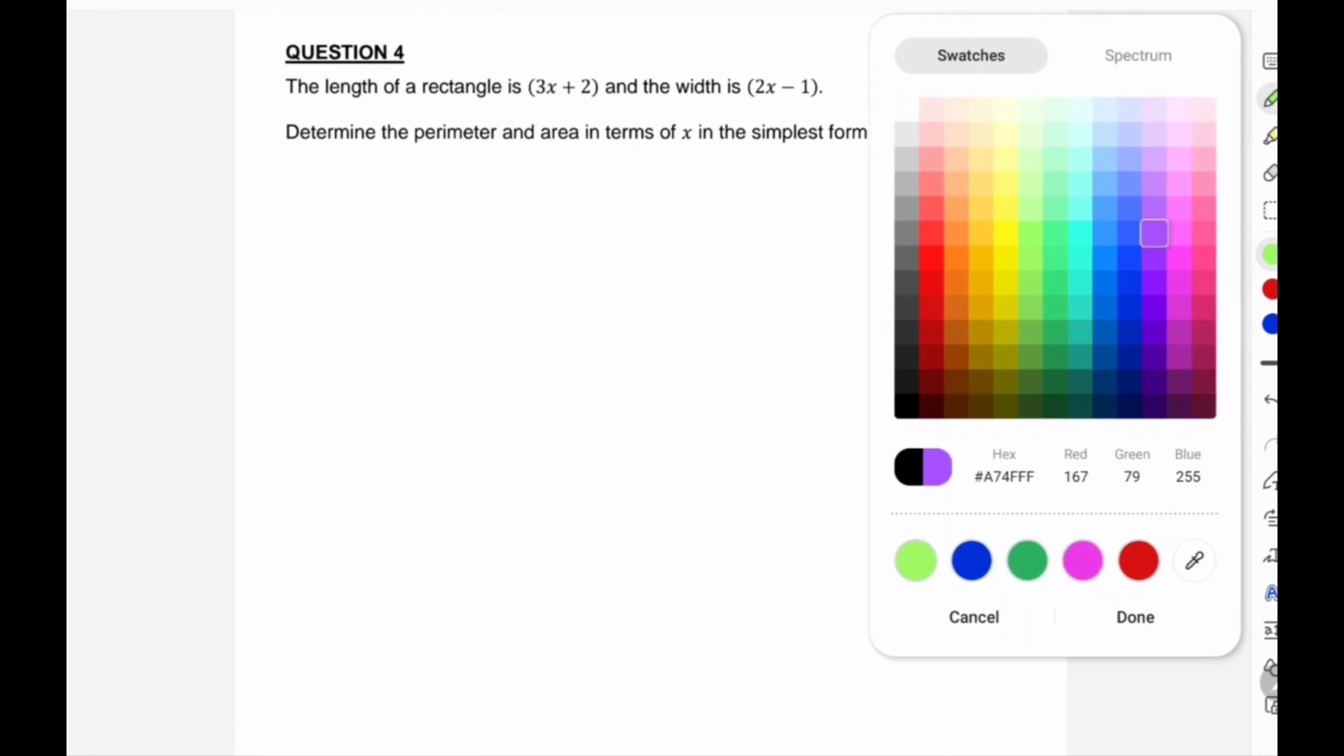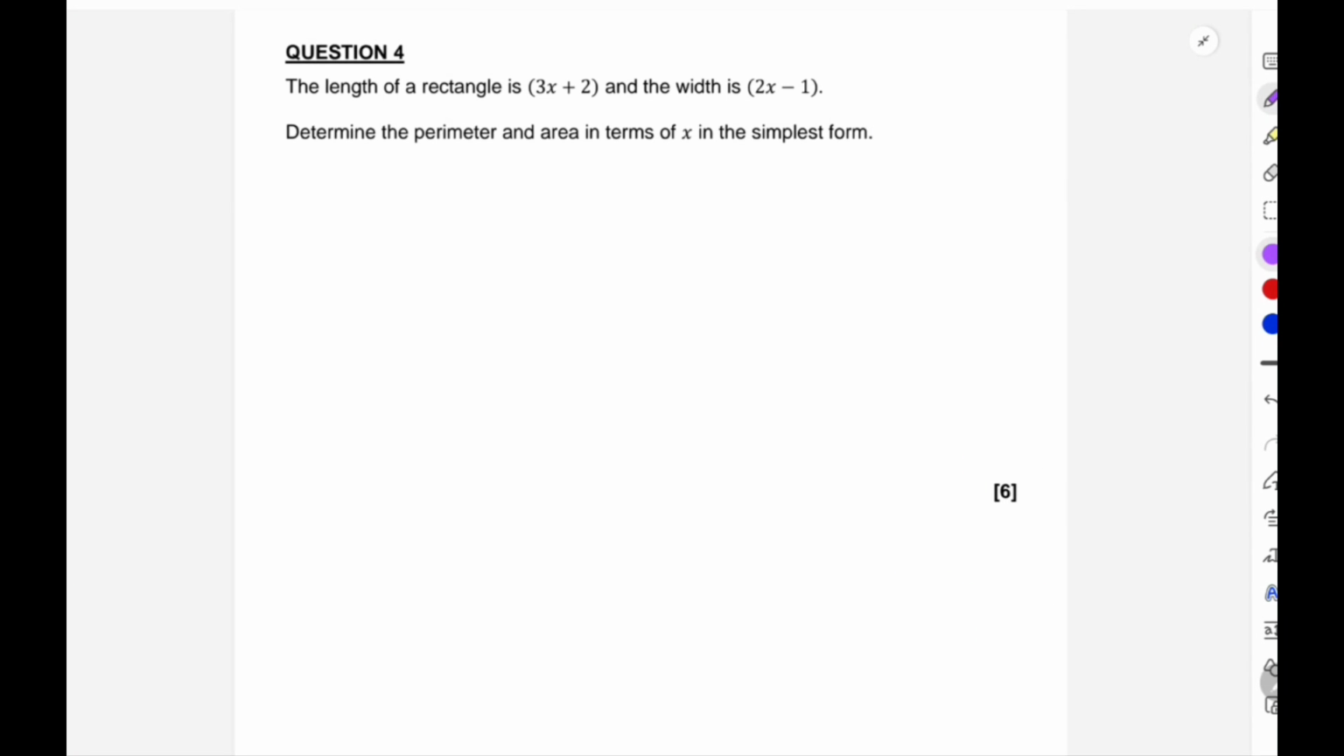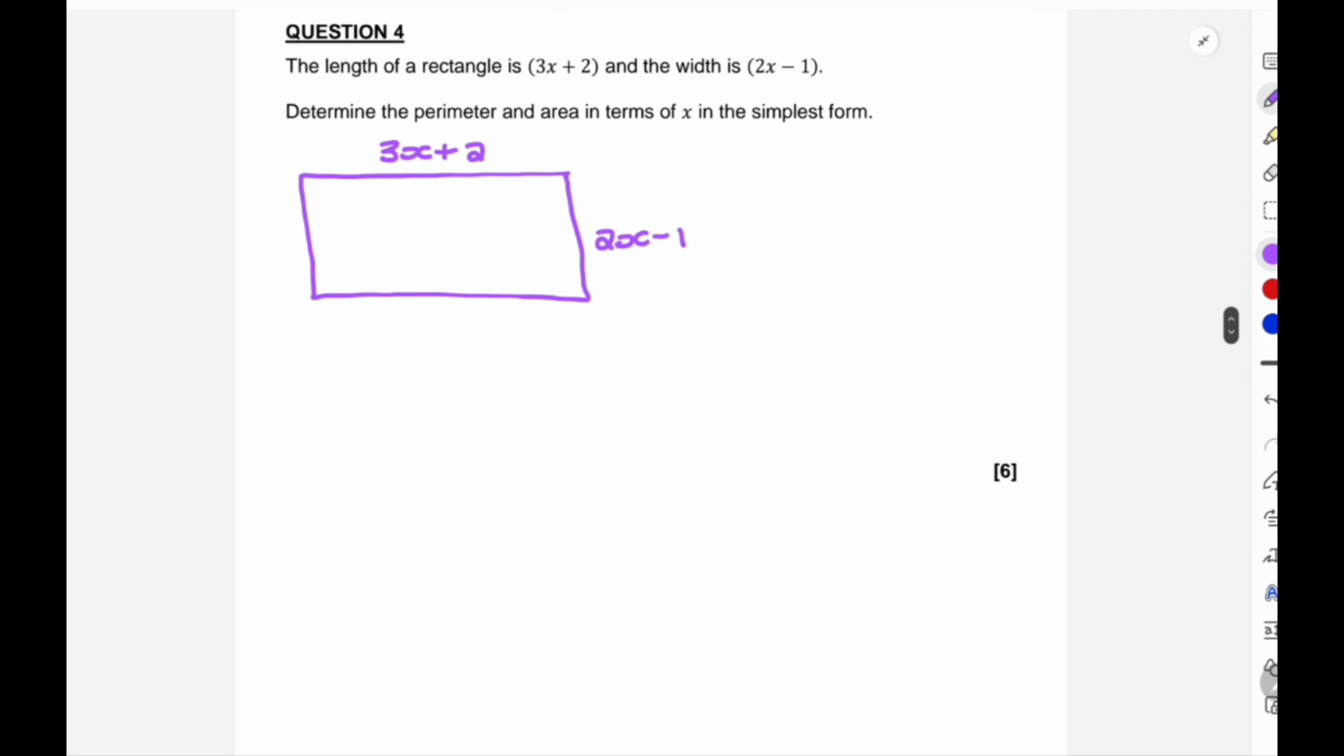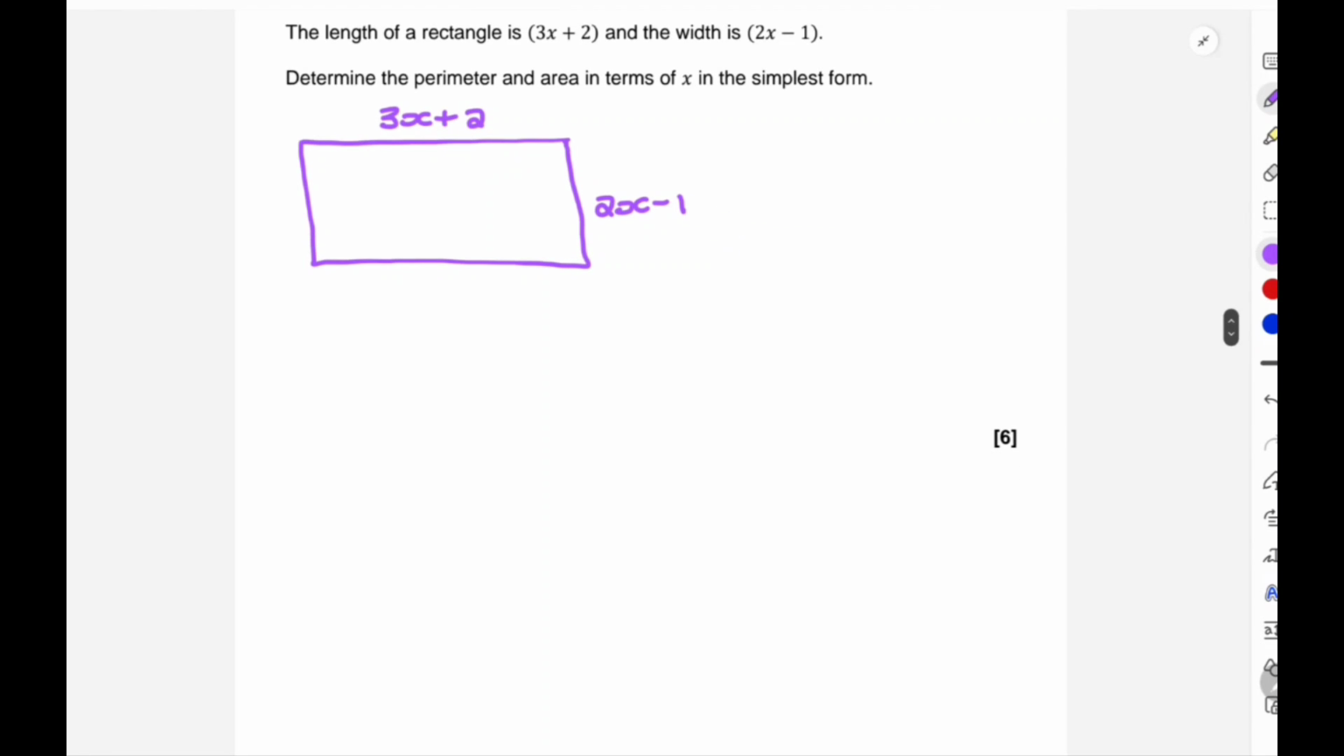Now, another Lekker level 4 type question. It says the length of a rectangle is 3x plus 2. So let's draw a rectangle. The length of the rectangle is 3x plus 2, and the width is 2x minus 1. Determine the perimeter and the area in terms of x in its simplest form. Okay. Not to worry, we're not scared of these questions anymore. The perimeter and the area all in terms of x.